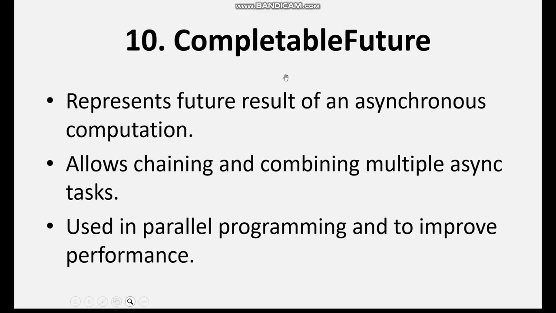The last question is the CompletableFuture question: what is CompletableFuture in Java 8, and why did it get introduced? It got introduced to represent the future result of an asynchronous computation. It allows chaining and combining multiple async tasks. Basically, at a time you can have multiple async tasks running in a parallel way. So that's why CompletableFuture is used from the multi-threading perspective.